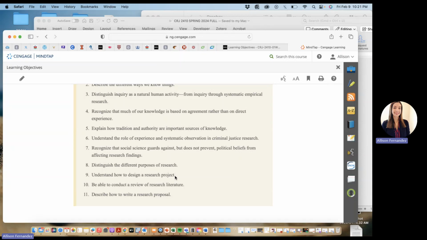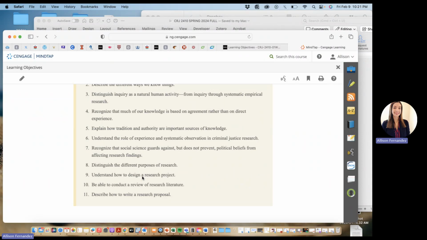So the important takeaway I want you to take away from number 9 for moving forward is that there's not a specific way that you have to conduct research. Sometimes you might start with a theory and then you break down that theory and figure out what you're going to do. So let's say you're interested in labeling theory.